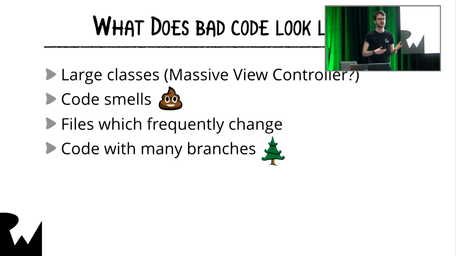Files which frequently change for completely different reasons are an indicator of bad code. So if I have a file that only changes because of one thing, that's fine. But if it changes for many things, that's an indication you've not split everything up that well. And also code with many branches, and also the completion block pyramid of hell. That's also a pretty big indicator that maybe something's wrong here.